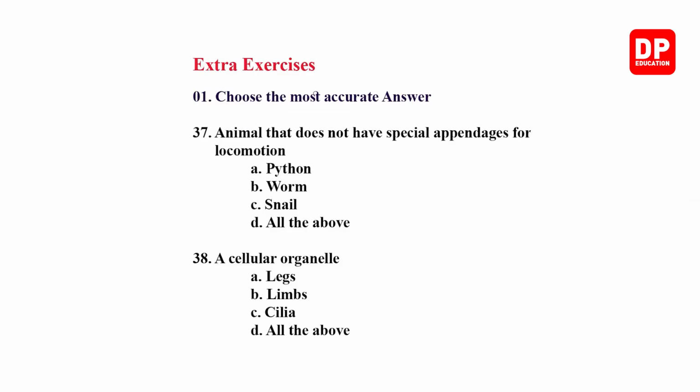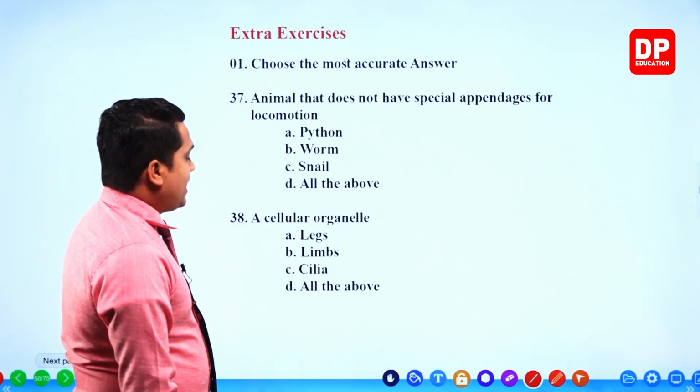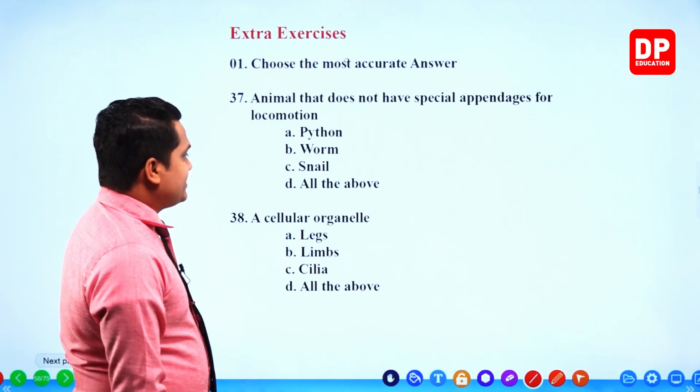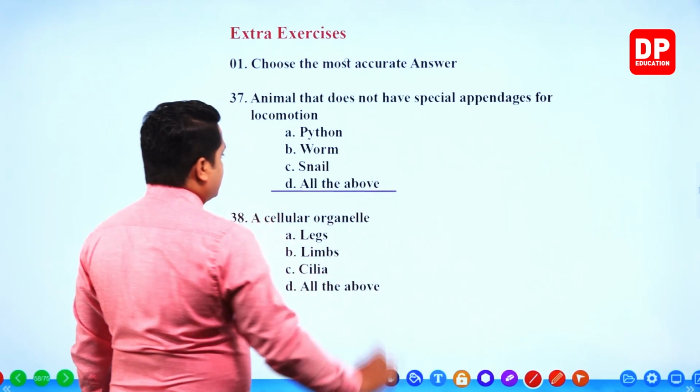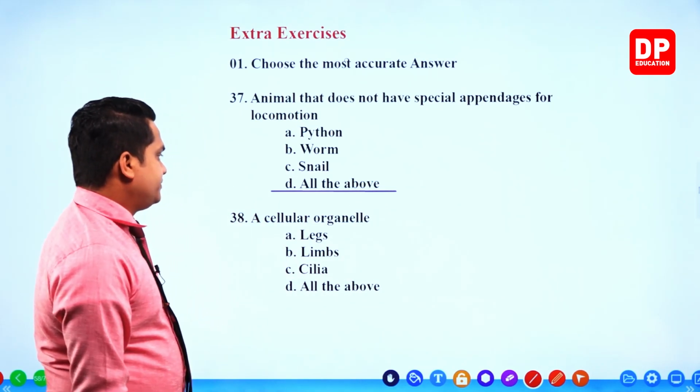The next one. Animal that does not have special appendages for locomotion. Python doesn't have any special appendages. Worm, once again the same. Snail, once again the same. So all of these organisms do not have any appendages for locomotion.